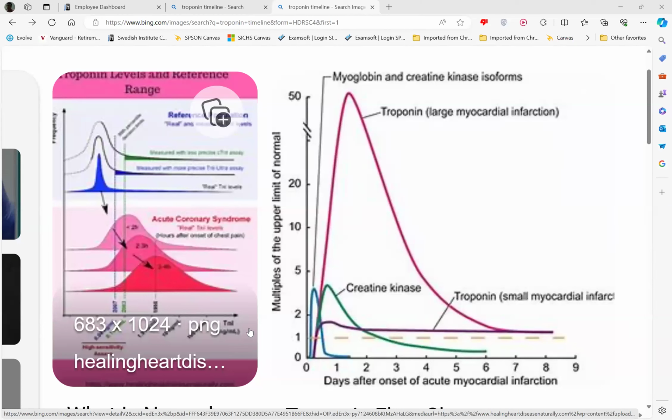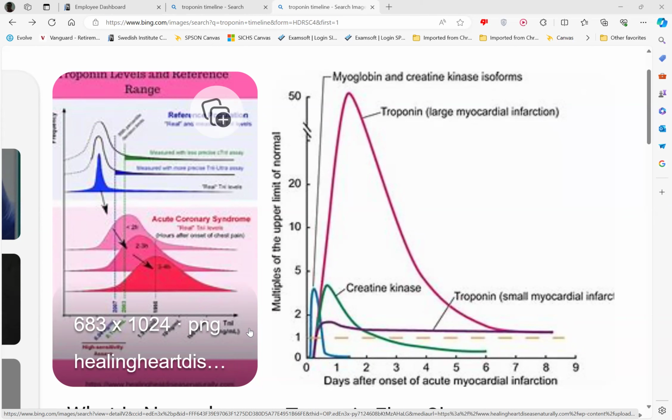Which one rose first? Myoglobin, followed by the CK and the troponin. So they are the first to rise. However, do they stay elevated? No. Myoglobin disappears after 24 hours, whereas CK also starts dropping within 24 hours.